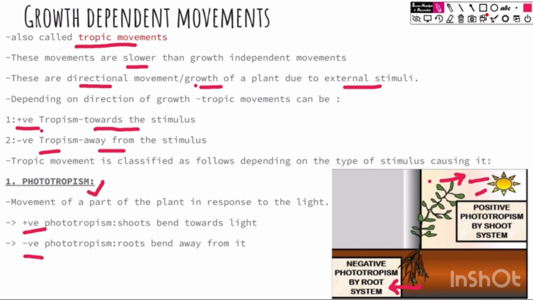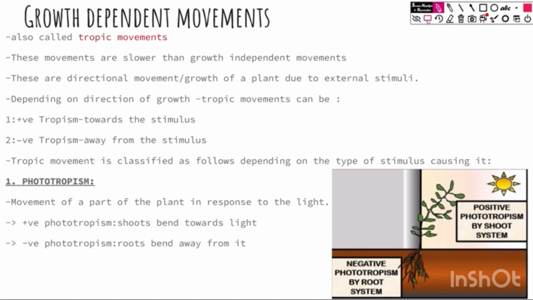So this is what I meant by positive tropism and negative tropism, and what I meant by stimulus, which I was explaining earlier. The first type is phototropism, which occurs as a response to light. You can understand that by the word photo. Positive phototropism is when the plant grows in the direction of the light, and negative is when the plant grows in the opposite direction to the light, which is shown by the root system.